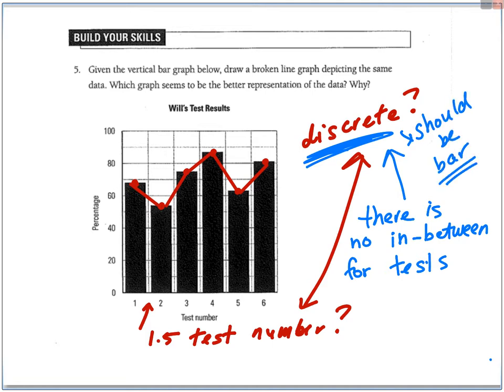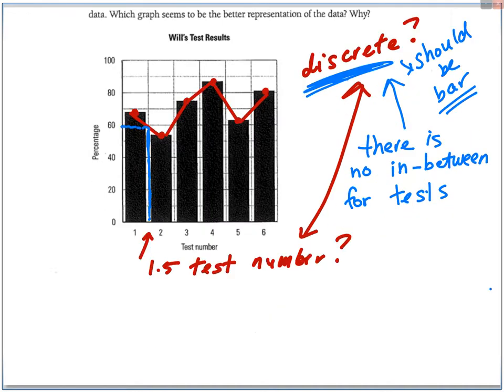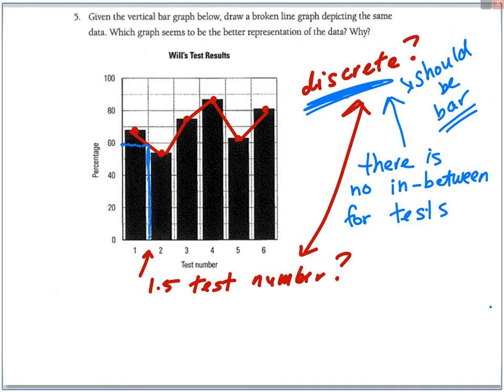Okay, so the bar graph, technically, I think, is the better choice, because what the line graph assumes is that you could do like half a test. So on the 1.5 test, he scored 60. Does that even make sense? No, he didn't even write a 1 in that. It doesn't make sense. So the bar graph's the better choice. You guys cool on that one?